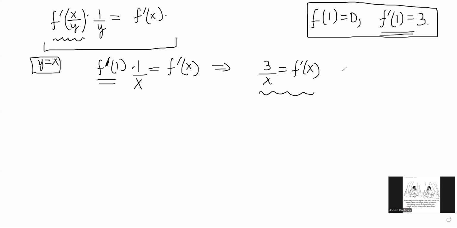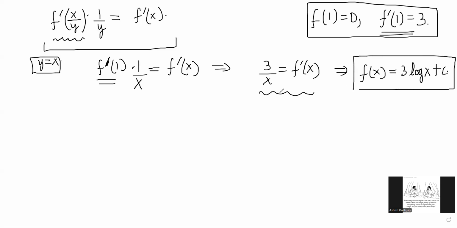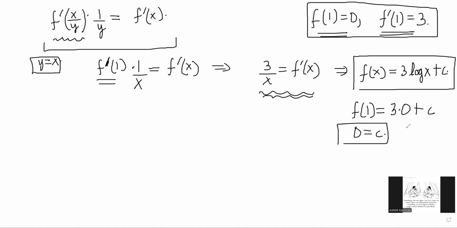And now this is pretty simple. We integrate it and f of x is 3 log x plus c, right? After integrating this, you'll get f of x is 3 log x plus c. Now, because f of 1 is 0, we can put f of 1 is equal to 3 into log 1, which is 0, plus c, and c is 0. We get c is 0 from here, right? And now we have gotten our first function, f of x is equal to 3 log x.